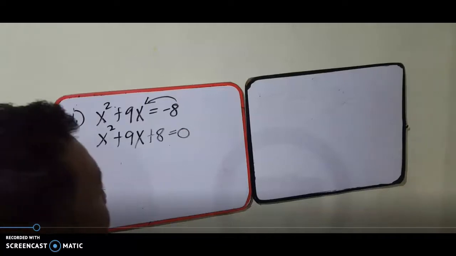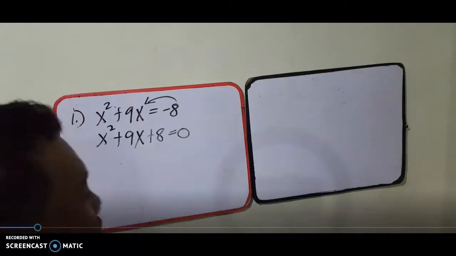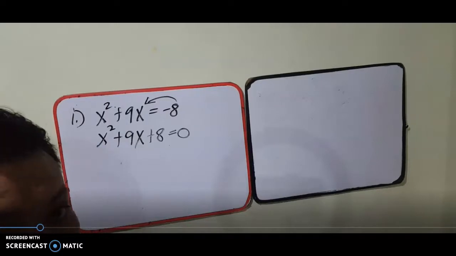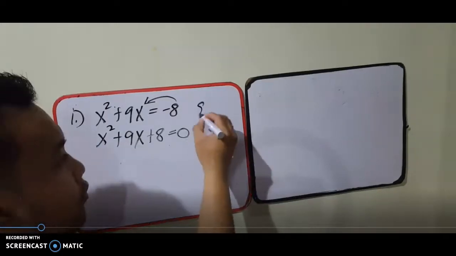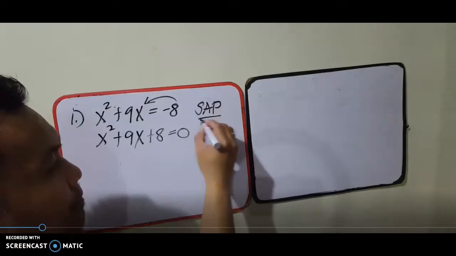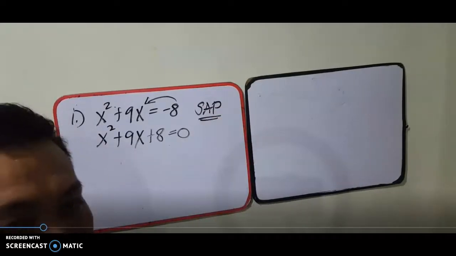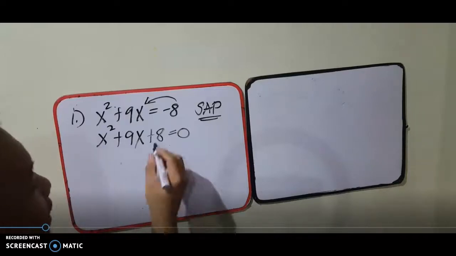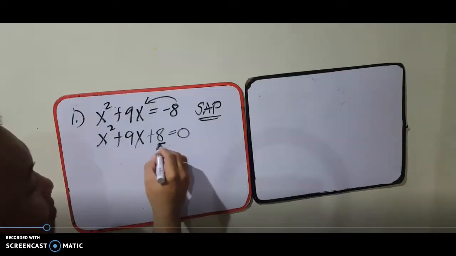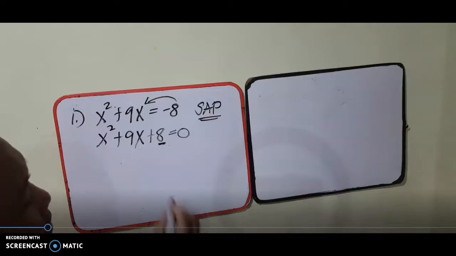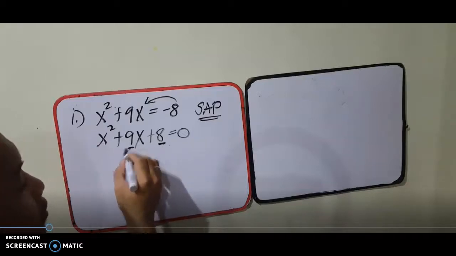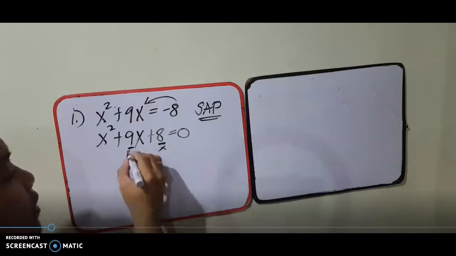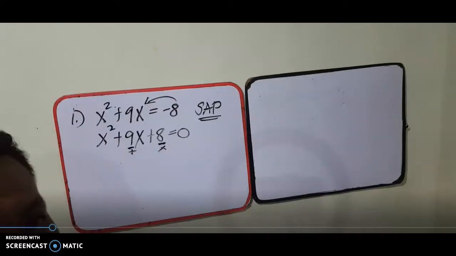So since it's already written in the general form of the quadratic equation, we are now going to use factoring to solve for it. We are going to apply the sum and product method. What do we mean by sum and product? This last term should be the product, while the numerical coefficient of the middle term is the sum. This is the product, ito naman yung sum.